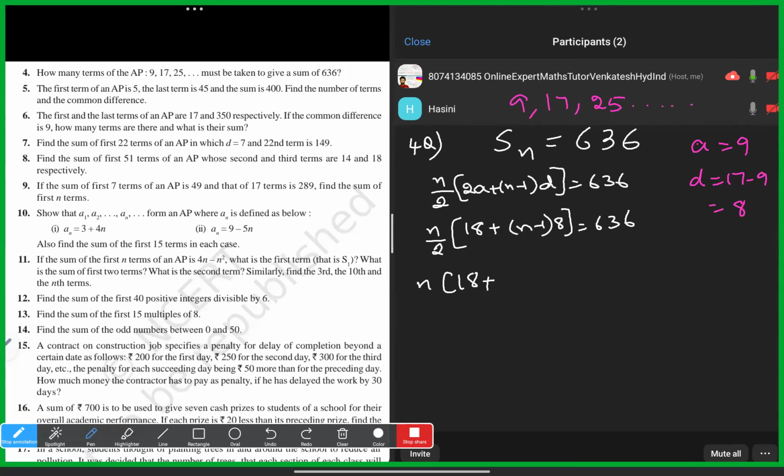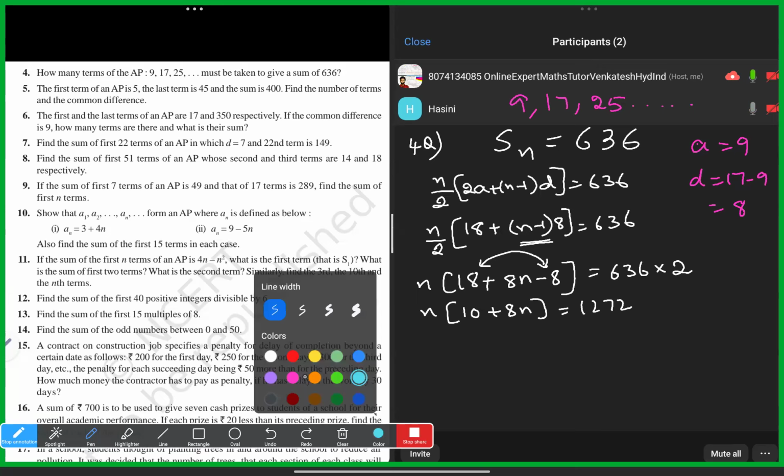n into 18 plus, here I am doing the distribution first, n minus 1 into 8. Any doubt? No, sir. This 2 which is in the denominator, if it goes to the right side, will be multiplied with 636. So n into 18 plus 8n minus 8. 18 minus 8 is how much? 10, sir. So 10 plus 18 is equal to 636 into 2, which is 1272.